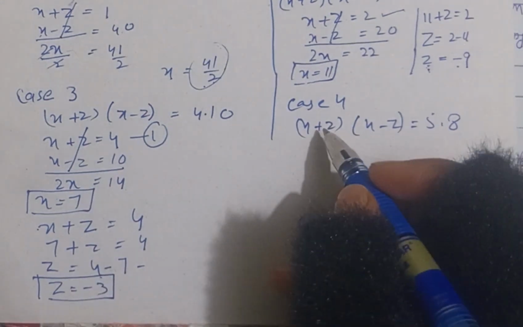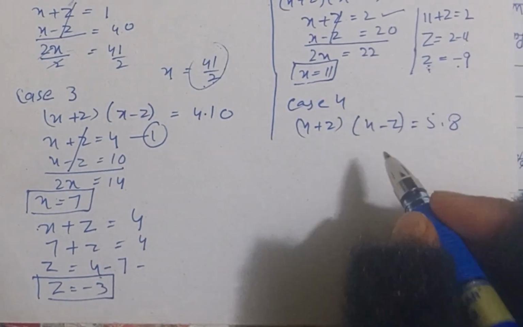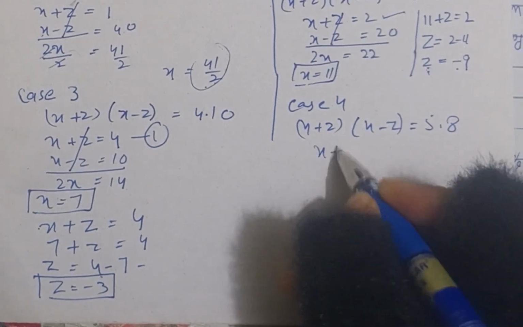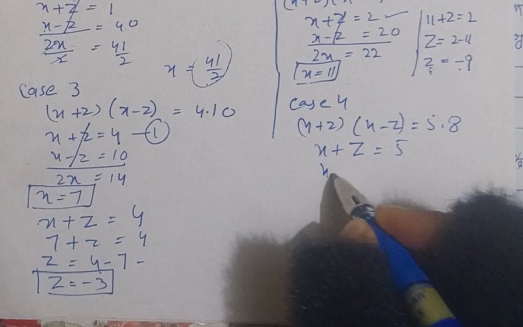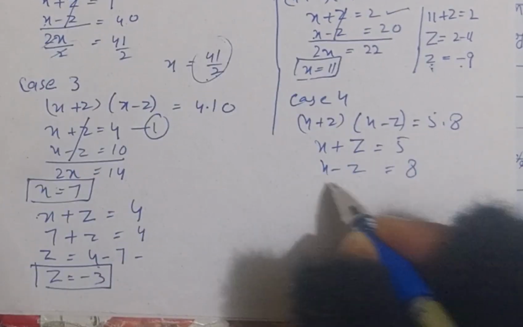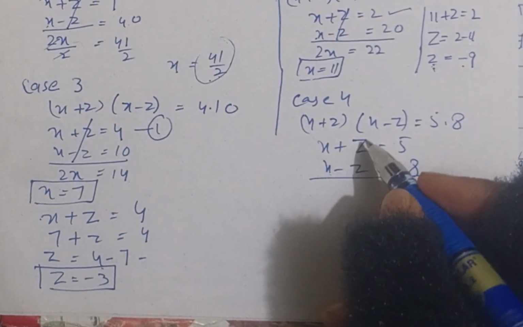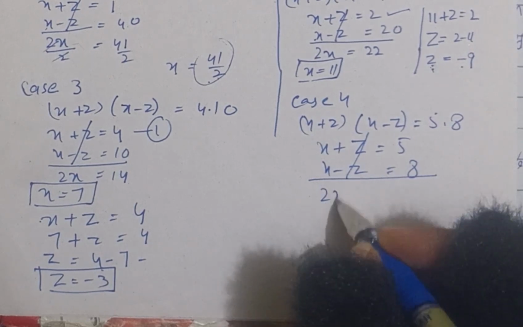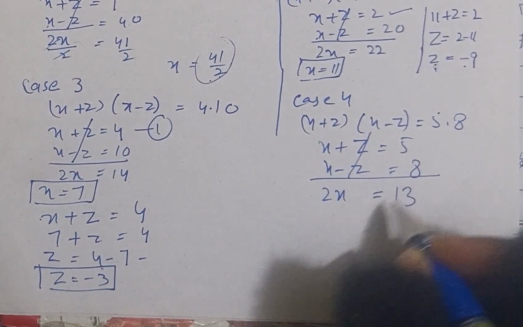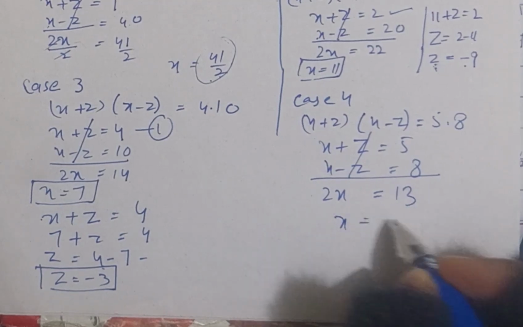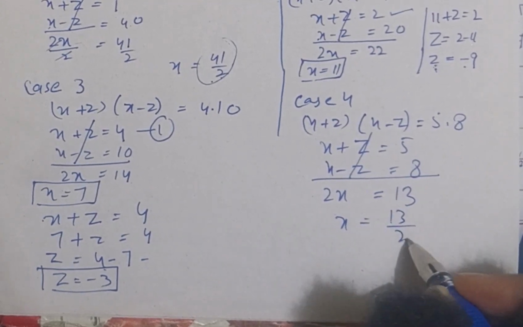But now look at case number 4. This is easy because x plus z is equal to 5 and x minus z is equal to 8. If we add these two equations, plus z and minus z will cancel. We just get 2 times x is equal to 13. In the next step, if we divide this by 2, then we get x is equal to 13 over 2.